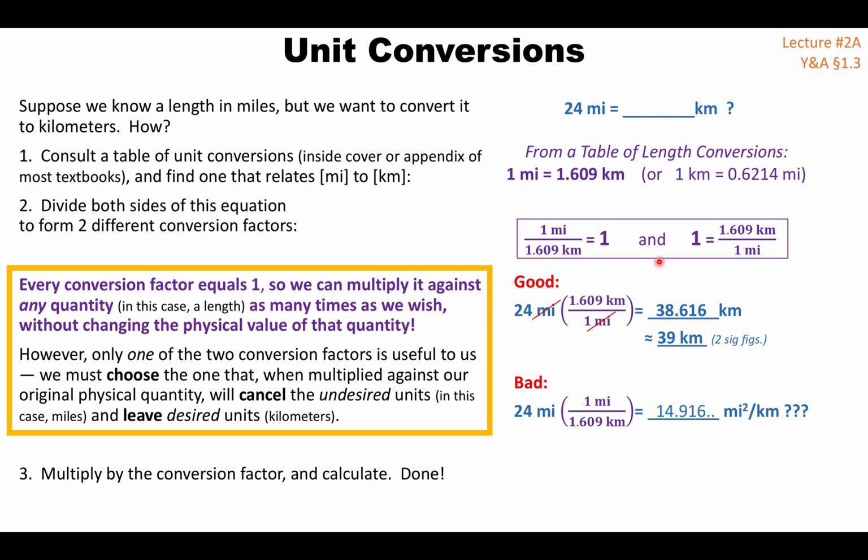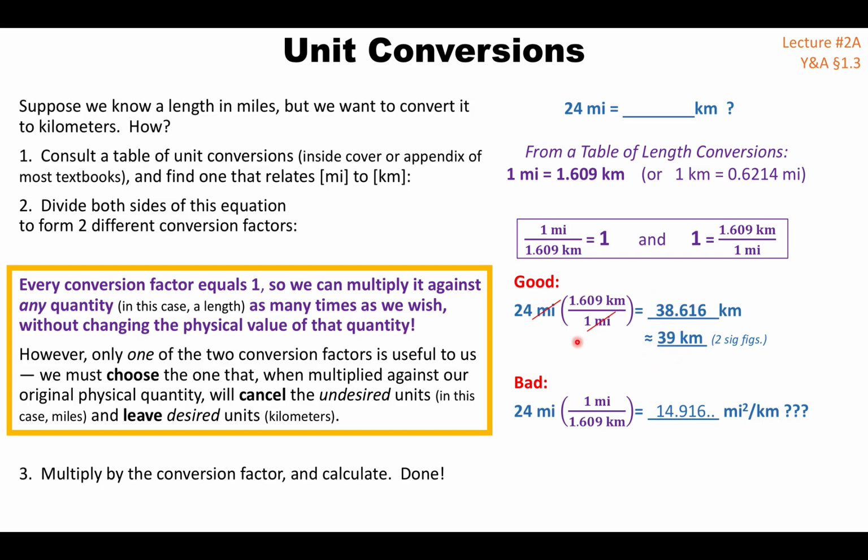All right. Then once you see that your units are going to come out the way you want them, the last step is take out your calculator and multiply 24 times 1.609 and get that answer. By the way, I round this off here. I see that the initial 24 miles looks like it has two significant figures, so I rounded my final answer off to two significant figures.